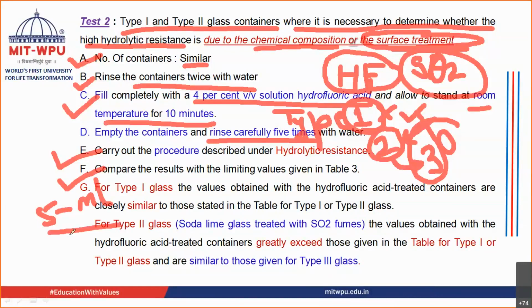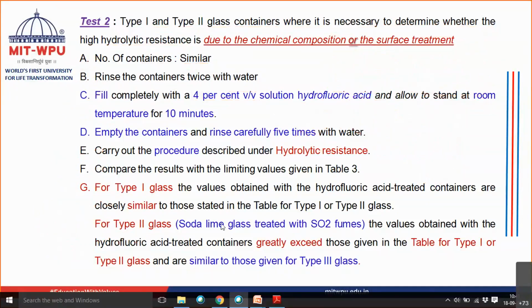Again in test 2, you have taken 5 containers from the same batch. Now you have found that it has good hydrolytic resistance in your test 1, so it is either a type 1 or type 2 glass. From the same batch, you have now taken again 5 containers, but here you have done the HF treatment. Now again you do the same procedure for the hydrolytic resistance test, and again you record the mL. Are you understanding? This is what you are doing.